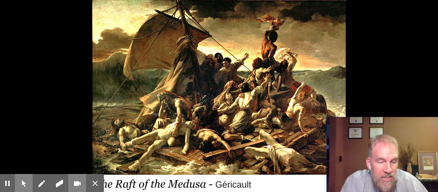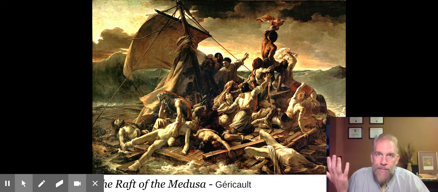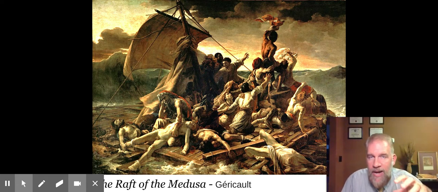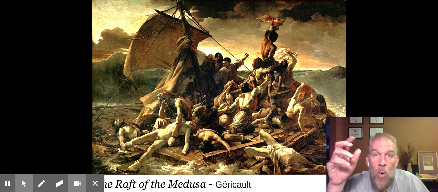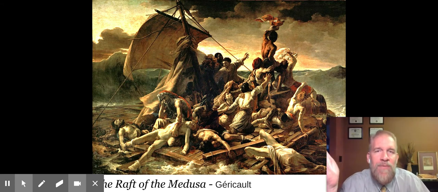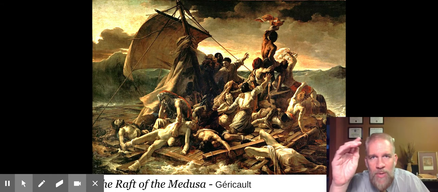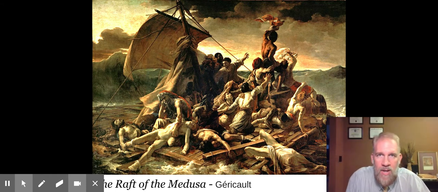Géricault submits this work to the Salon for it to be seen and judged by the people of France. Well, you can imagine this event was fresh in the mind of the French people. It's not like this is a history. This is a current event. It just happened a few years prior. So even though Géricault did not name it the Raft of the Medusa, he just called it the scene of a shipwreck, everybody knew exactly what it was and what they were talking about.